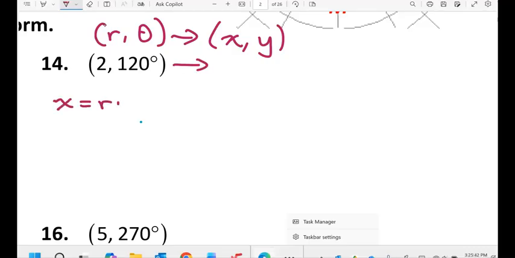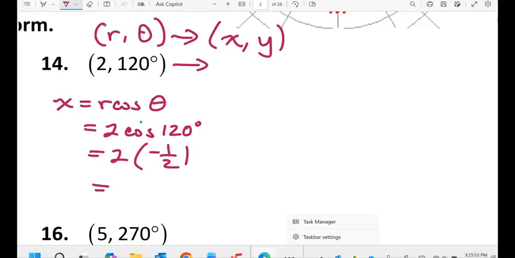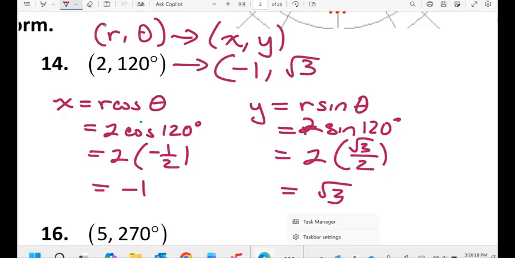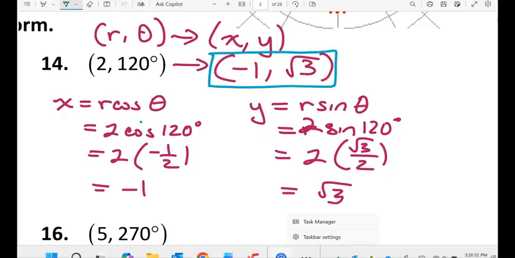X is equal to r times the cosine of theta, which is 2 times the cosine of 120 degrees. And the cosine of 120 degrees is negative a half. 2 times negative a half is negative 1. Y is equal to r times the sine of theta, which is 2 times the sine of 120 degrees. And the sine of 120 degrees is the square root of 3 over 2. 2 times the square root of 3 over 2 is the square root of 3. So this r comma theta converts to negative 1 comma square root of 3 in x, y form.